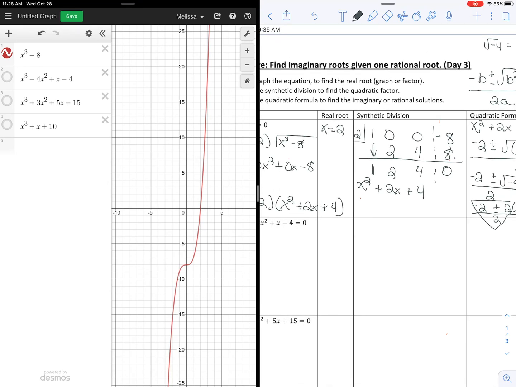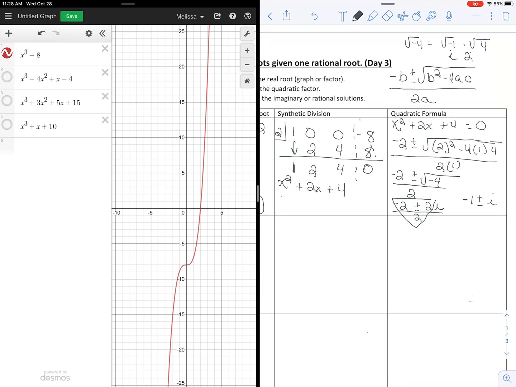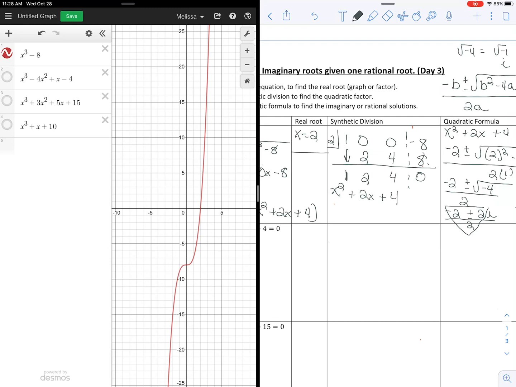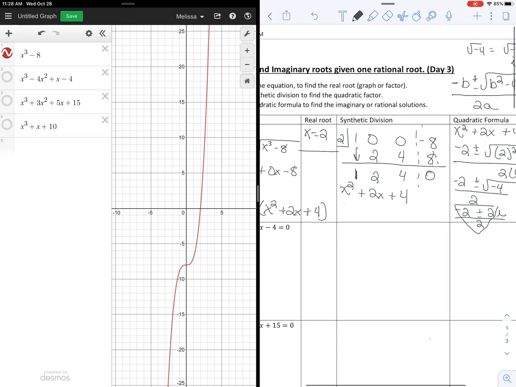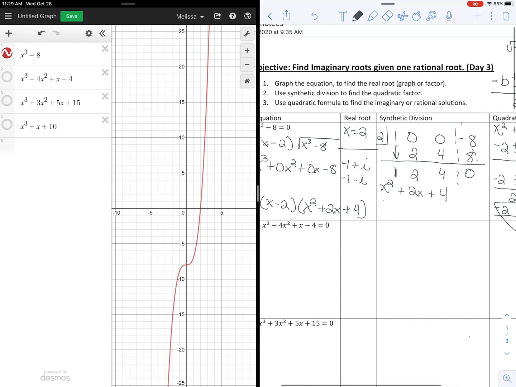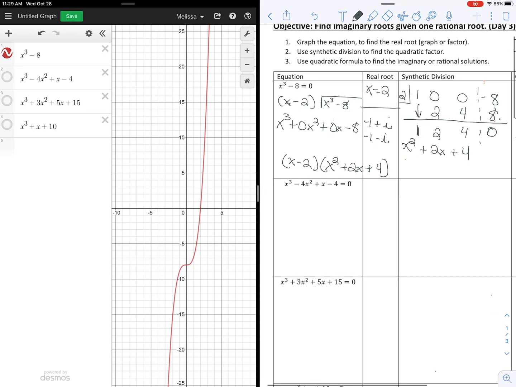So remember, what we're doing is we're finding a real root, then using the real root to find the imaginary roots. So it has a root of 2, and it has an imaginary root of negative 1 plus i, and a root of negative 1 minus i. Those are the imaginary roots of this function. Because remember, because it's cubic, it can have as many as 3 solutions.